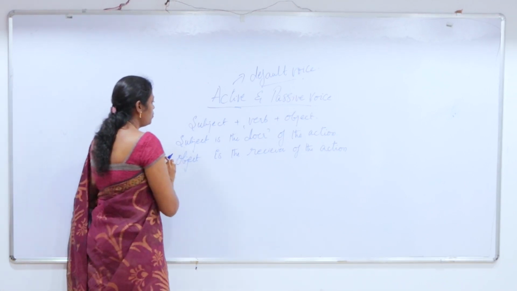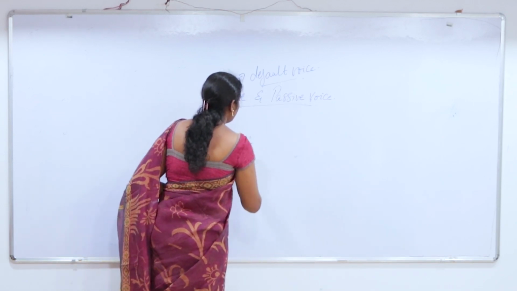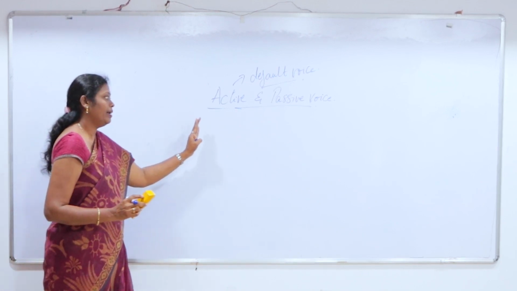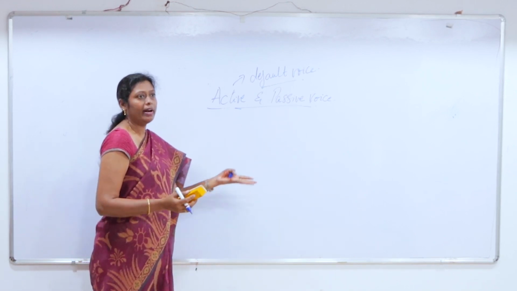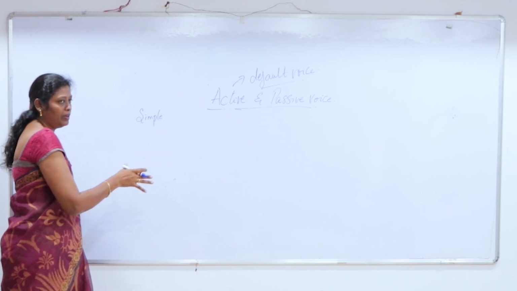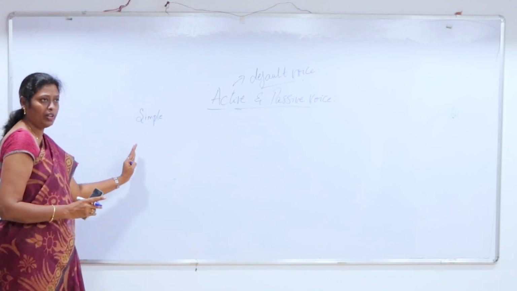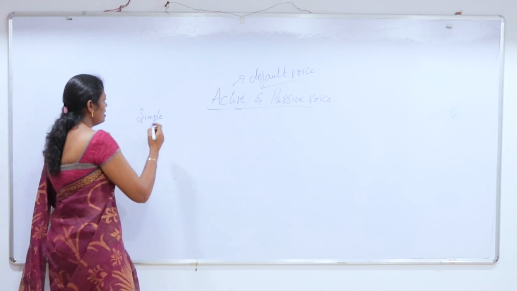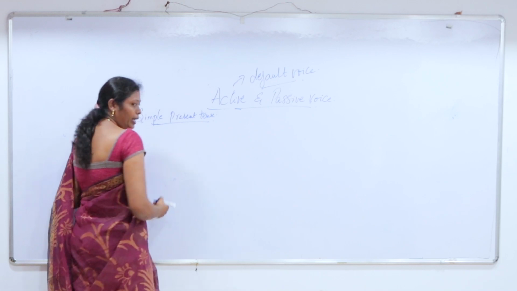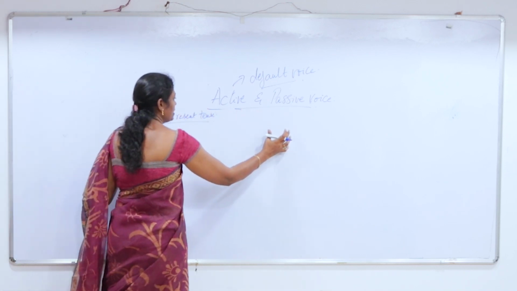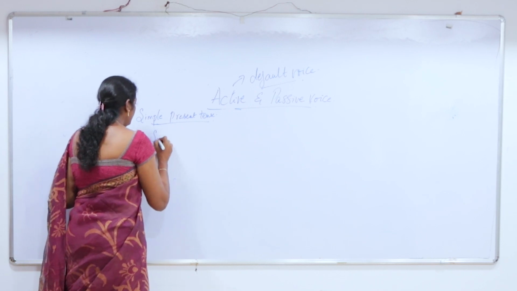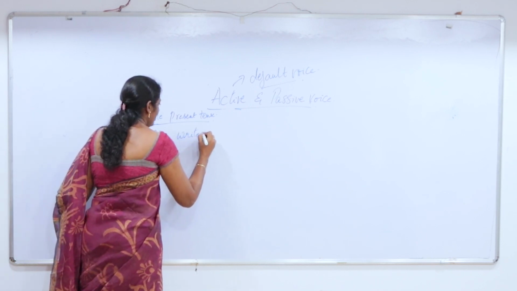Now coming to active and passive voice, how do we go about it? As I told you, the subject is the doer of the action and the object is the receiver of the action, or the action is done to the object. Now we'll go in an order: first present tense, then past tense, then future. If the given sentence is in simple present tense, and we are converting from active voice to passive voice, the given sentence is in active voice and in simple present tense. For example, she writes novels.